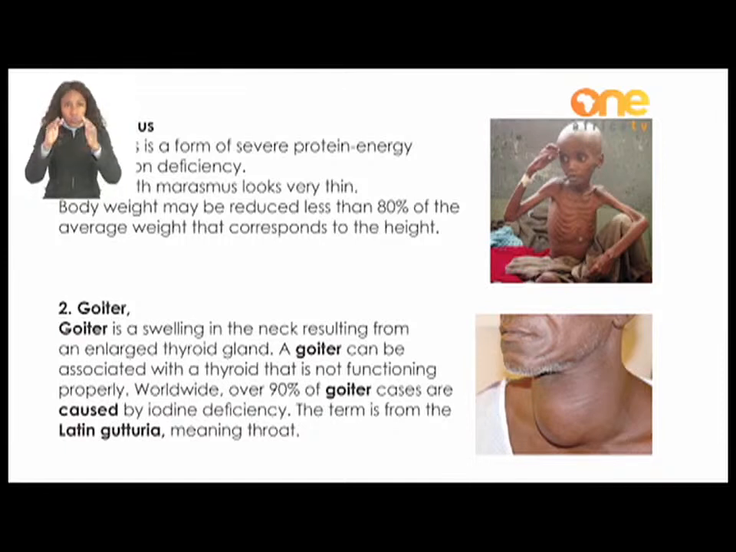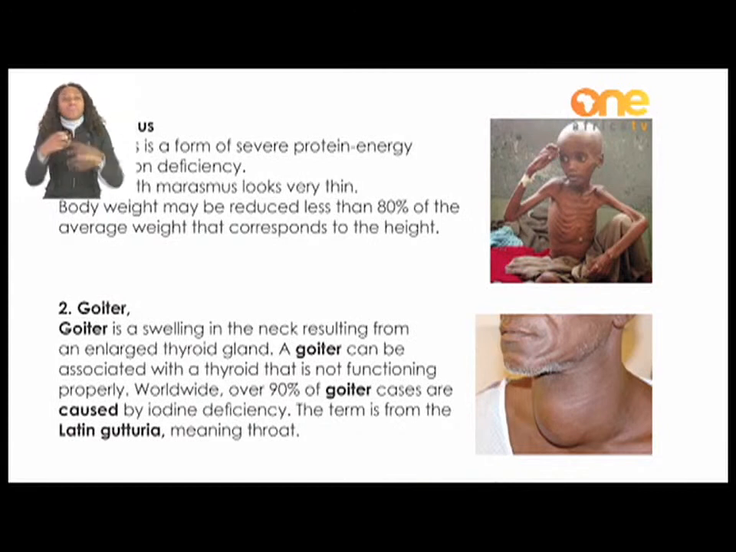The next malnutrition disease that we are looking at is goiter. What is goiter? What causes it? Goiter is a swelling in the neck resulting from an enlarged thyroid gland. A goiter can be associated with a thyroid that is not functioning properly. Worldwide, over 90% of goiter cases are caused by iodine deficiency. In short, boys and girls, this is telling you that if you don't have iodine in your diet, you are going to suffer from a disease called goiter.